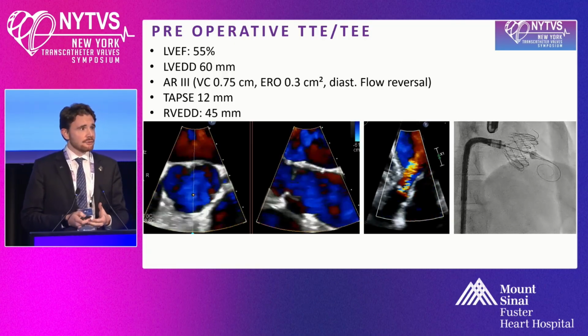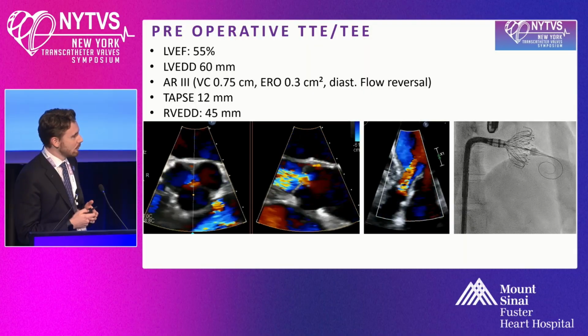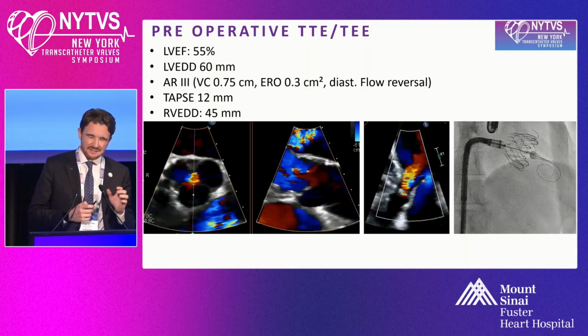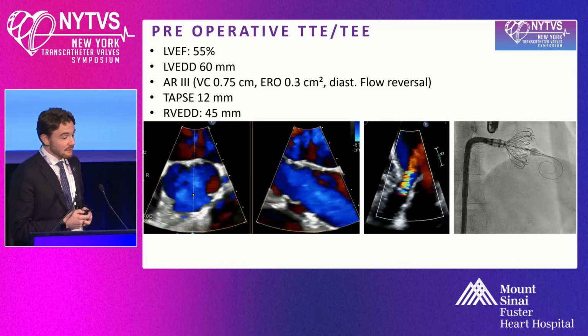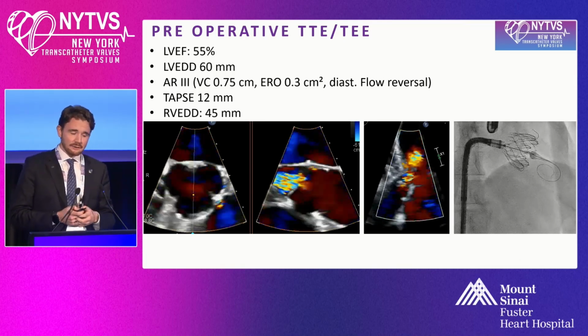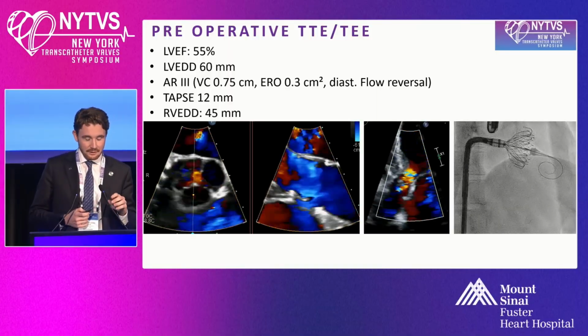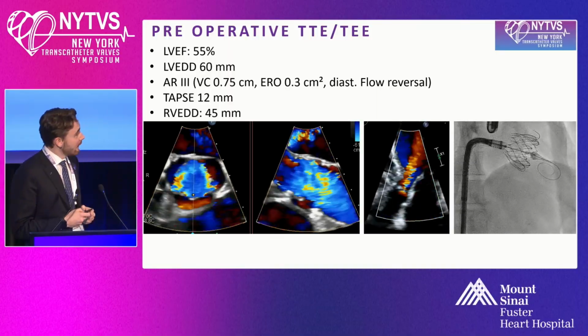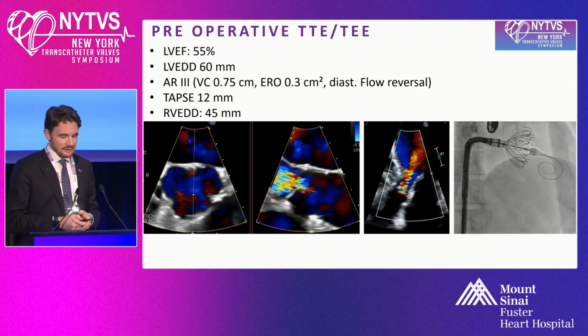Of course, echo is the first line of assessment. As you can see, the left ventricle was in good shape, except the dimension was slightly dilated, but with moderate to severe aortic regurgitation and a dysfunctional right ventricle. I also wanted to show the Evoque implantation just to give an idea of the setting that you will see later.